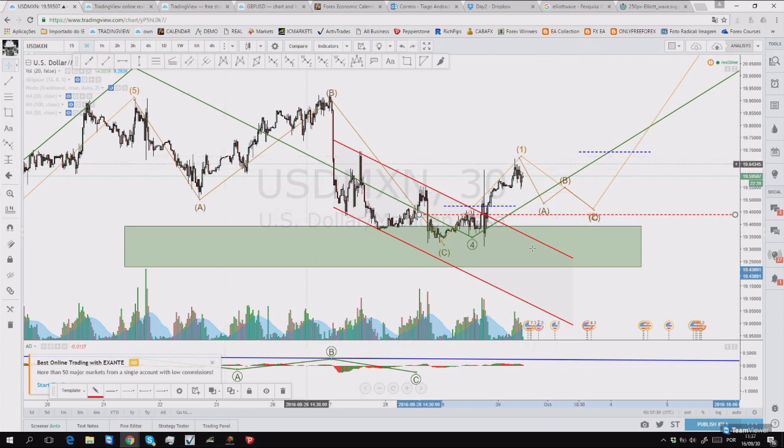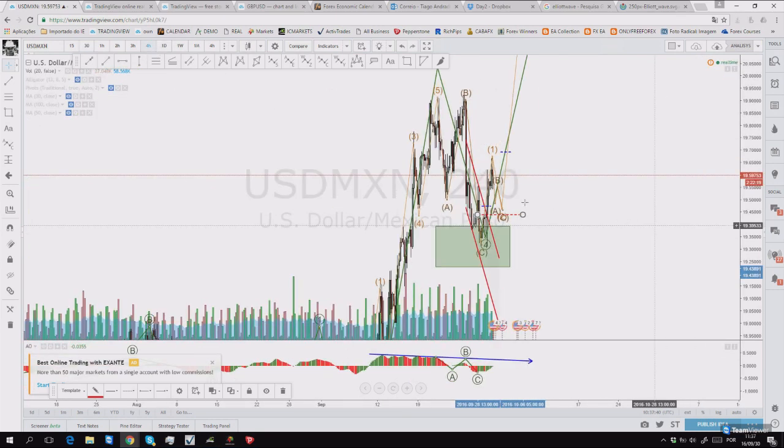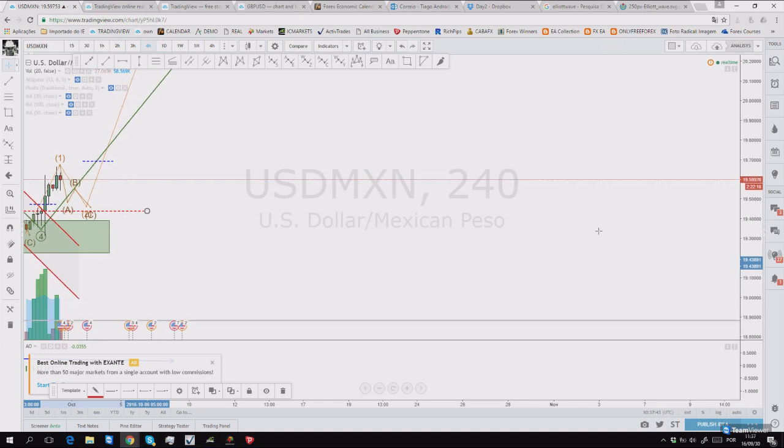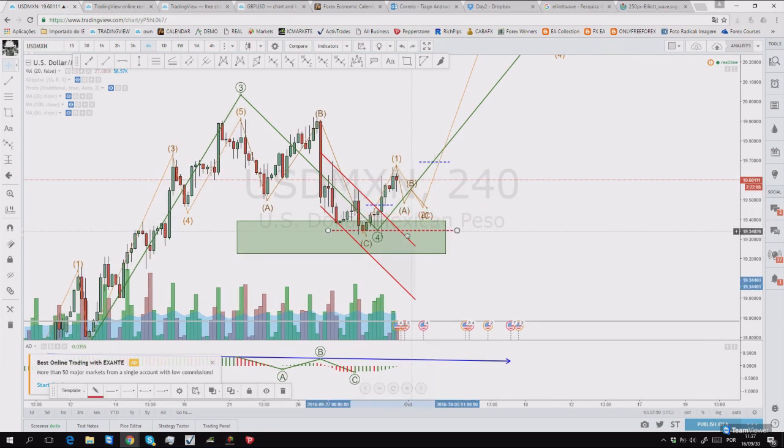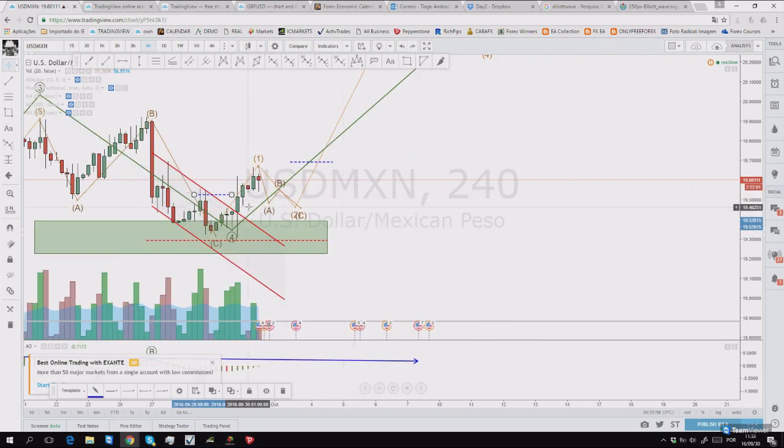Okay, I'm on the 30 minutes, and this is where I mark the entry and the stops. But my exits are done on the 4 hours. So going back to where I would have entered, I would have entered on the break of that high, remember, or on the break of that high.